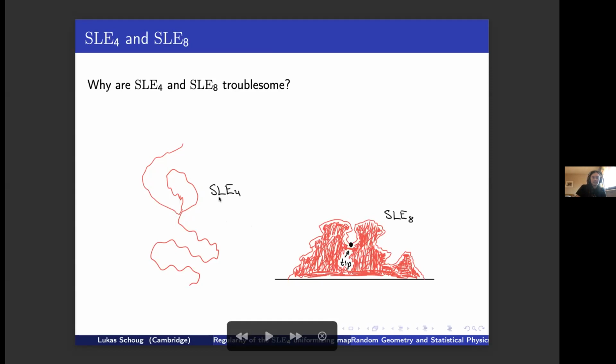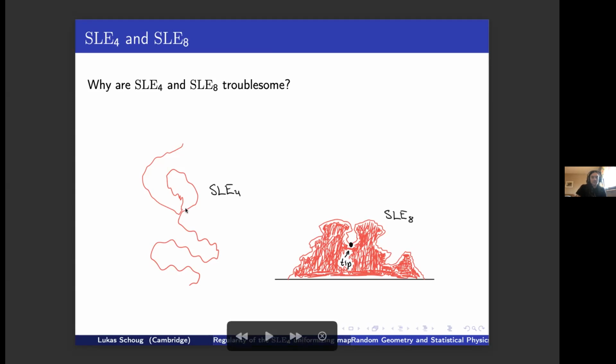It's just that SLE4 is at the boundary of the non-self-intersecting regime. So if you were to increase kappa by the slightest amount, then you would immediately have a self-intersecting curve. So this means that in the SLE4 case, this curve almost intersects itself. It gets infinitely close to its past all the time, basically.